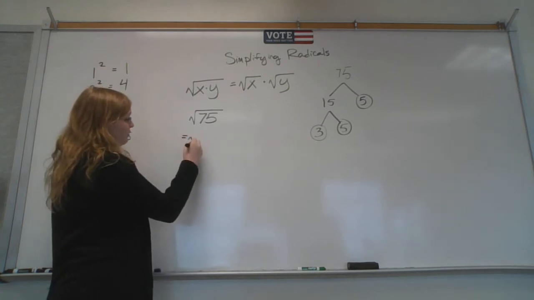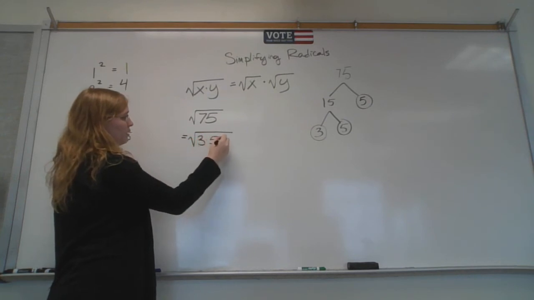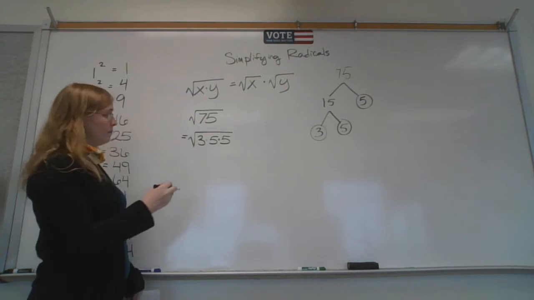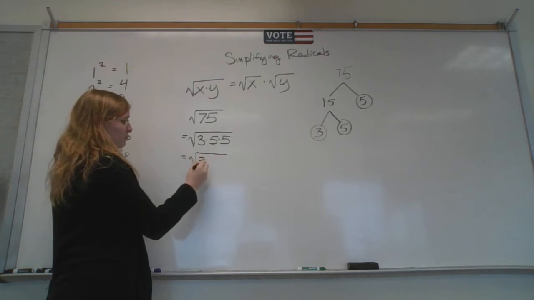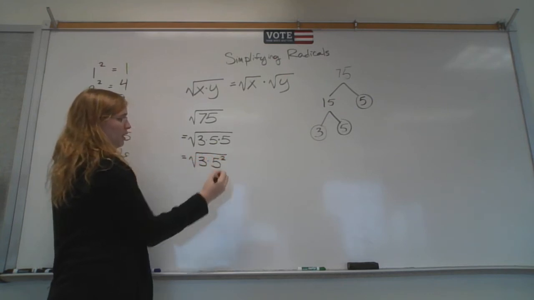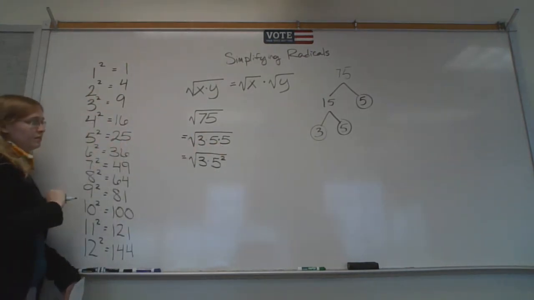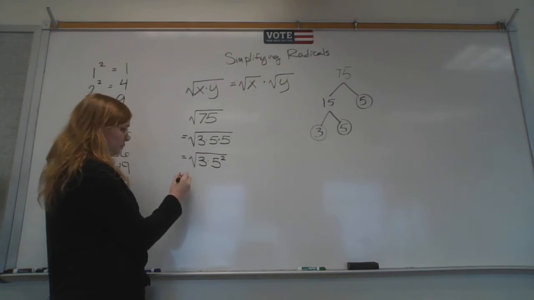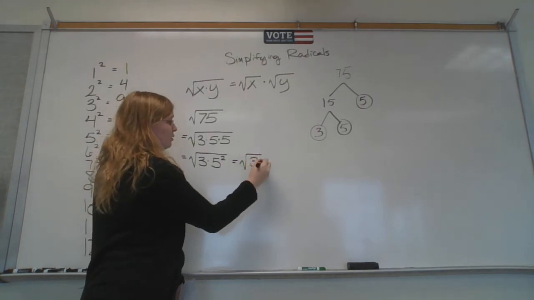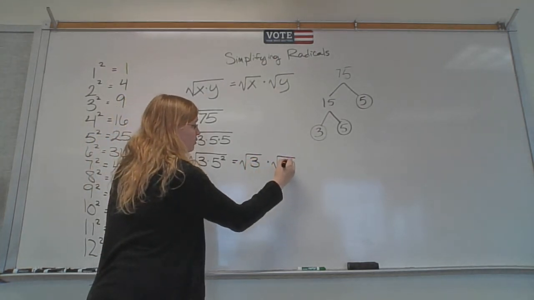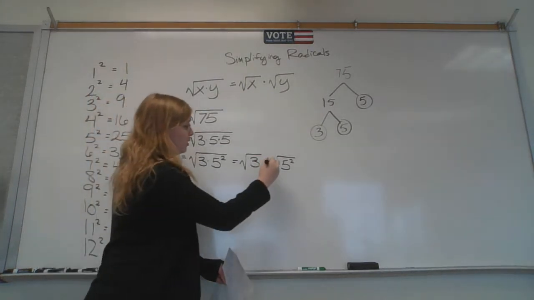So square root of 75 can be rewritten as 3 times 5 times 5. Okay? And when you have two numbers the same, I can write them as a square, right? 5 times 5 is 5 squared. I can split this up now. Square root of 3 times square root of 5 squared. And again, square root and square cancel out.